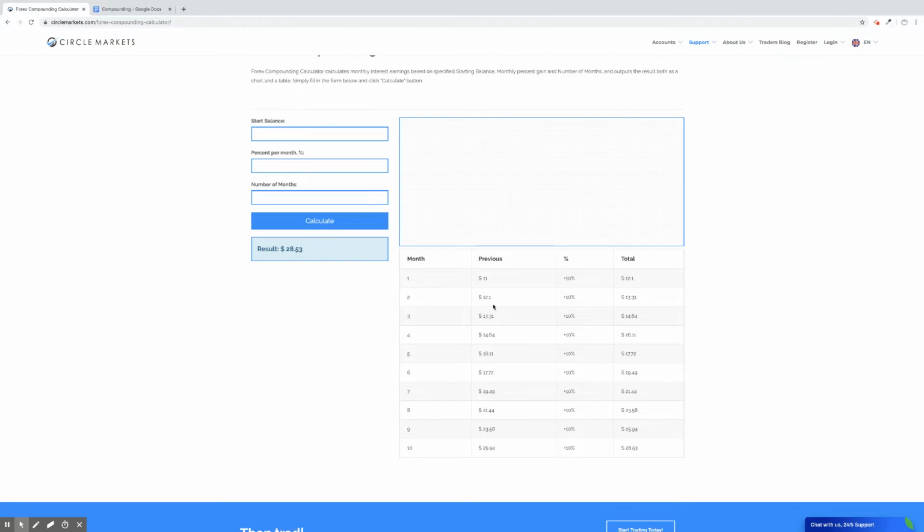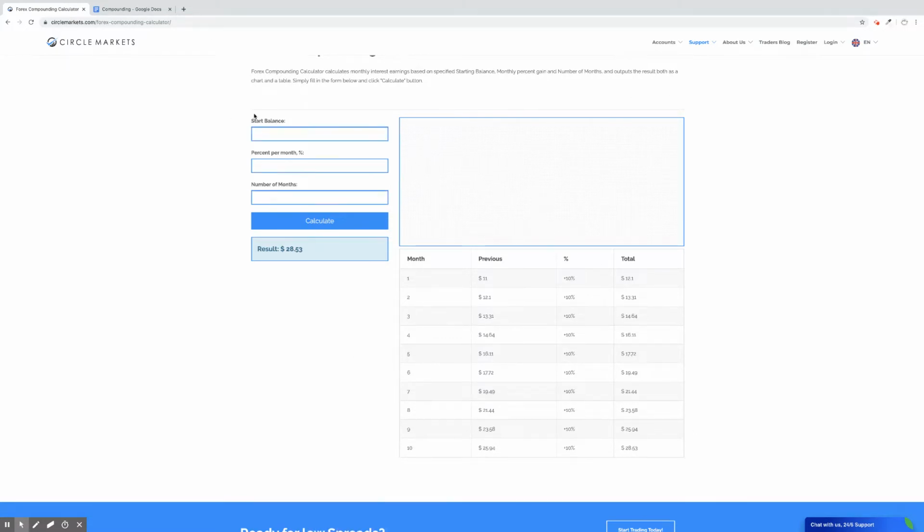One thing I do want to mention, I'm using Circle Markets compounding calculator. You can really use any compound calculator. It doesn't need to be a Forex one. You'll see there's something kind of annoying that happens on this particular website and a lot of the Forex ones. This graph doesn't really update as you keep putting different numbers in. You'll see what I mean in a second, but anyway, it still works.